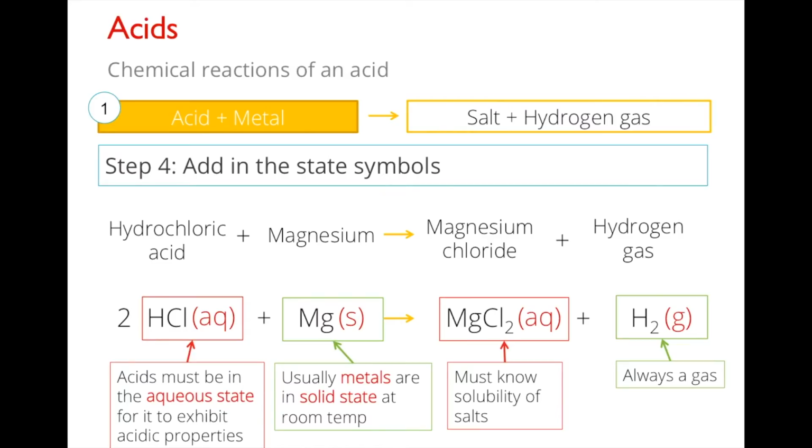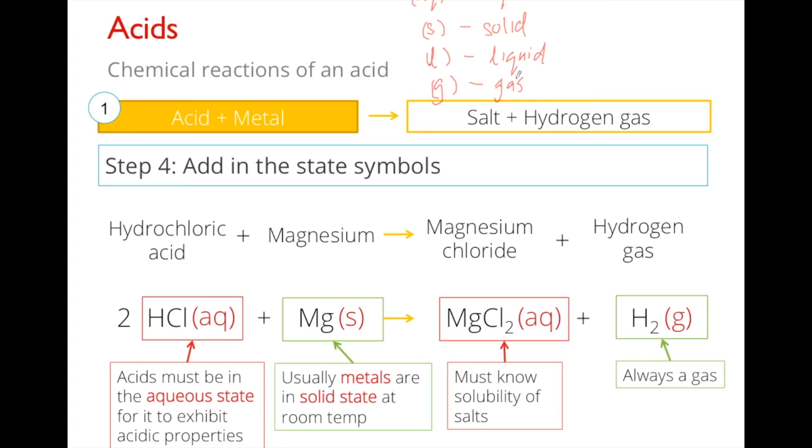Okay, so just to write down all the state symbols for you and what they mean. AQ means aqueous. Whenever someone says that something is dissolved, it means that it is in the aqueous state. S is a solid, L is a liquid, and G is a gas.